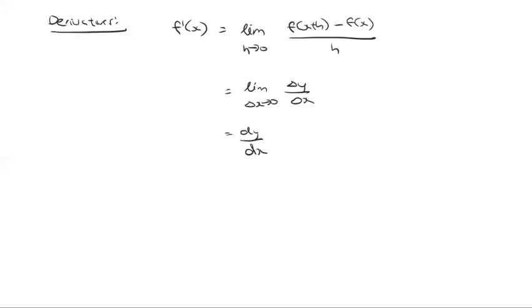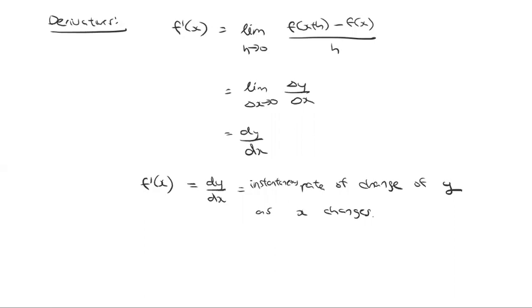And remember, that means f dash x, which is the derivative with respect to x, or dy dx, simply represents a rate of change. More specifically, it represents an instantaneous rate of change of y, but it's an instantaneous change of y as x changes. And that is fundamentally what the derivative represents.